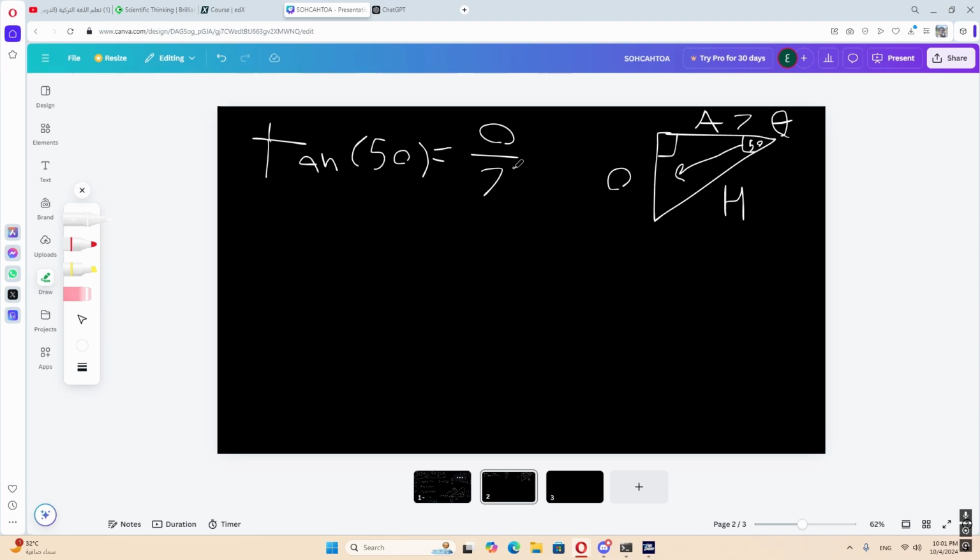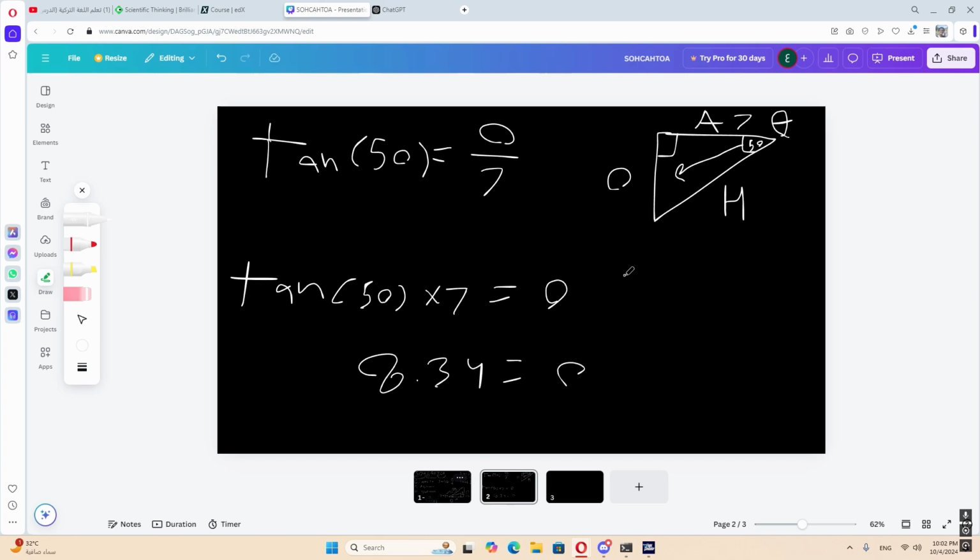We multiply 7 by both sides. So we're gonna have tan 50 times 7 equals O. So you just solve it simply. Tan 50 times 7 is going to give you 8.34. So that's O. 8.34 is O here. So we found this example, we found O.